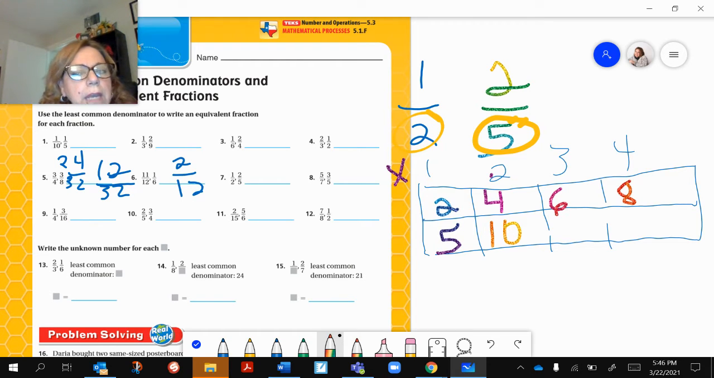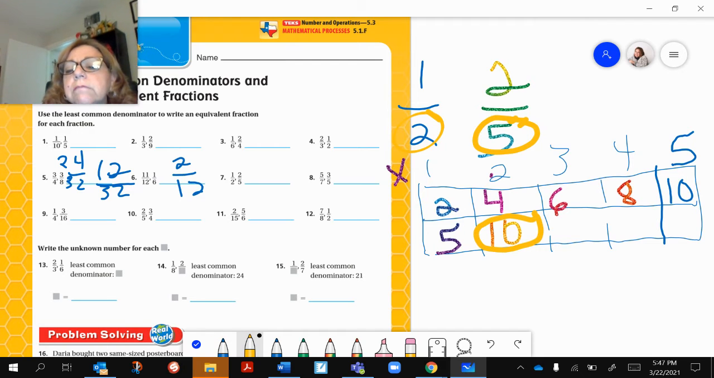Now I notice that I don't have anything larger than a 10 on the top. So I can actually keep going on my 2s. 5 times 2 equals 10. All right, well now look at what I've discovered. I have 2 10s. All right, so now I have my 1/2.